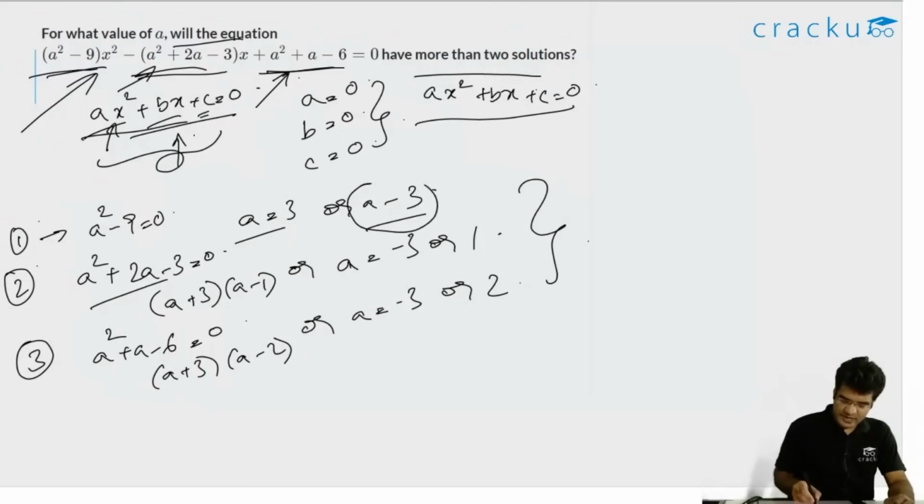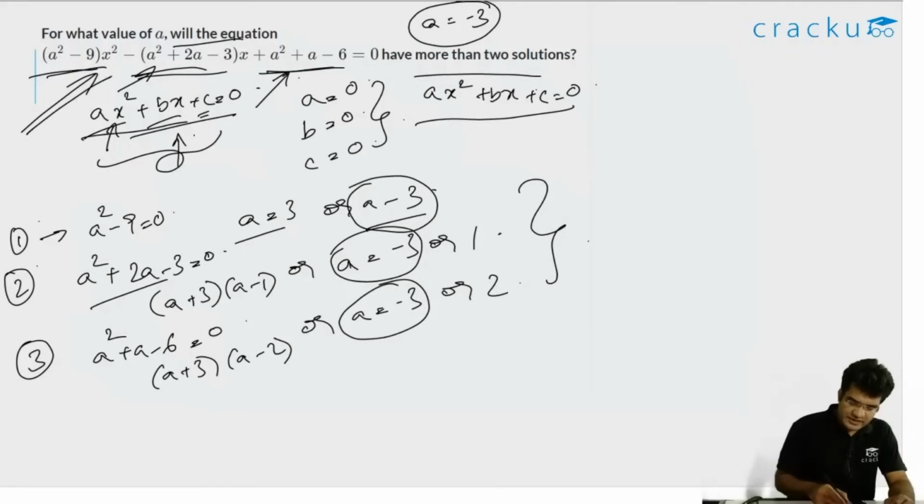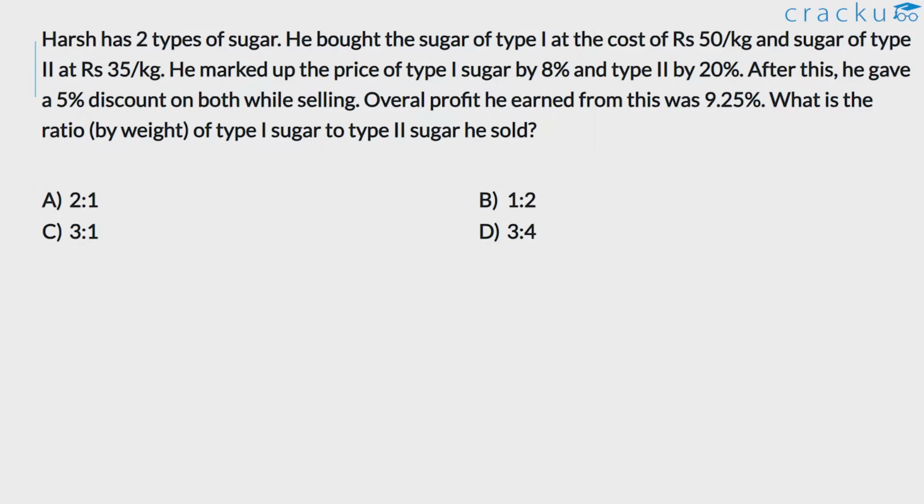As you can see, this would happen only when a is equal to minus 3, when all the three conditions are met. So whenever a is equal to minus 3, the given quadratic equation will transform into a tautology, which is 0 is equal to 0, which is satisfied for any value of x. So the given quadratic equation will have more than two solutions.